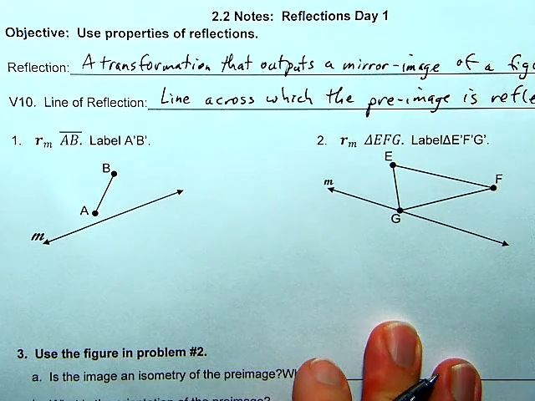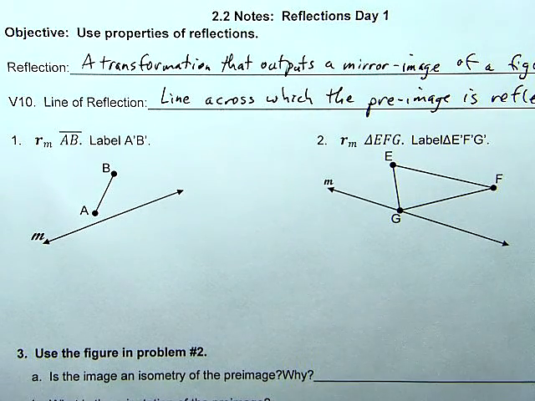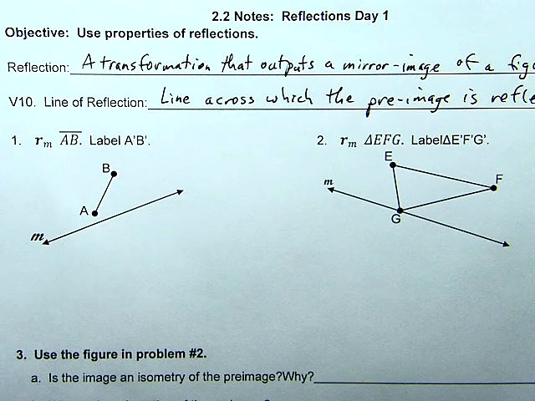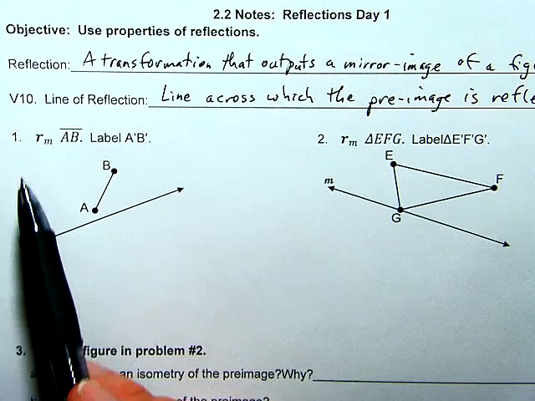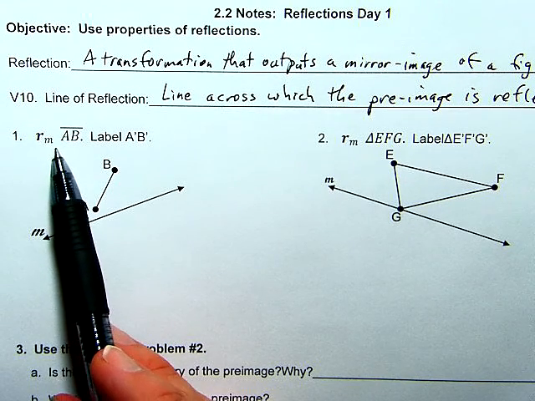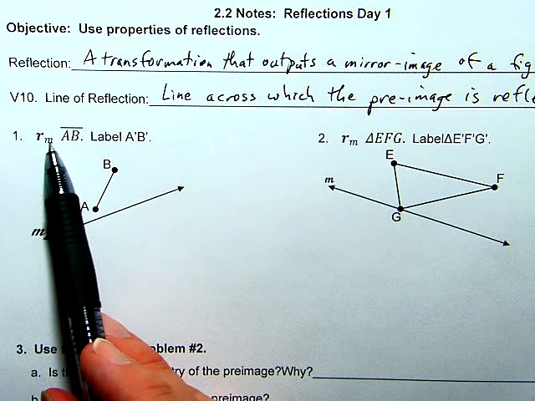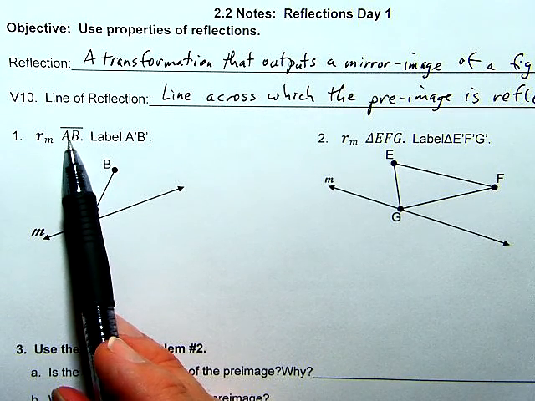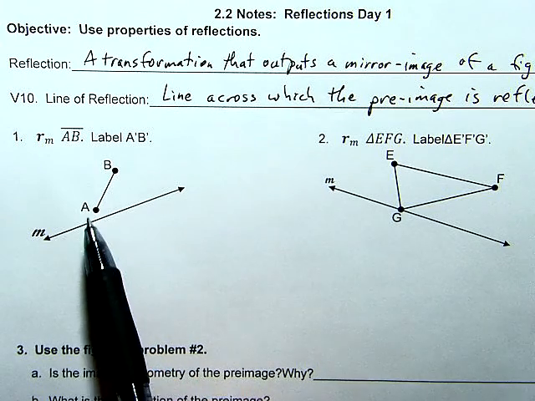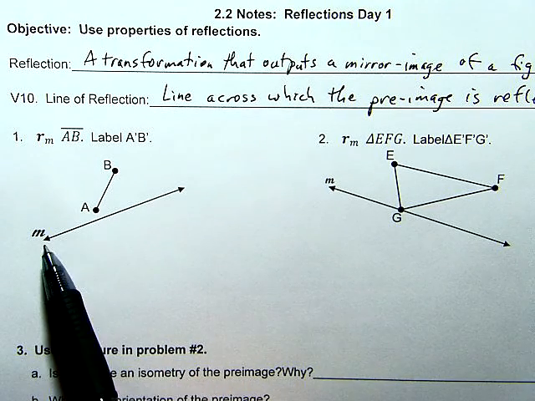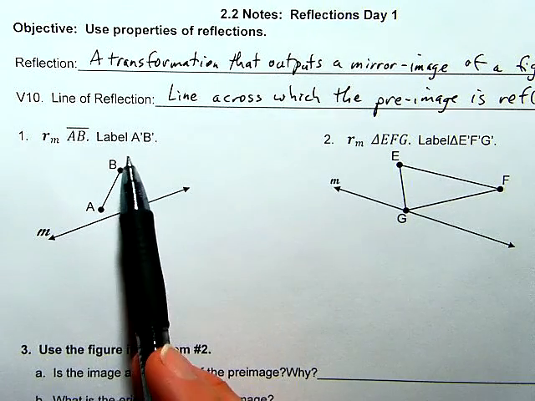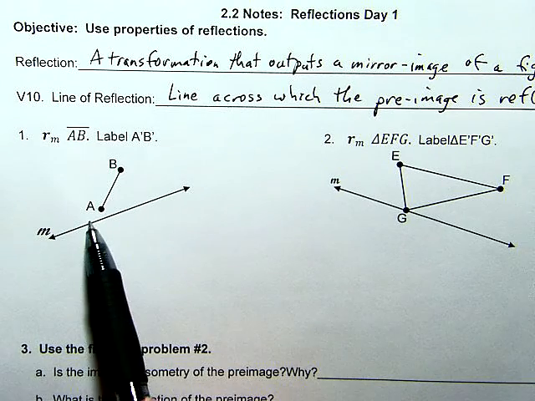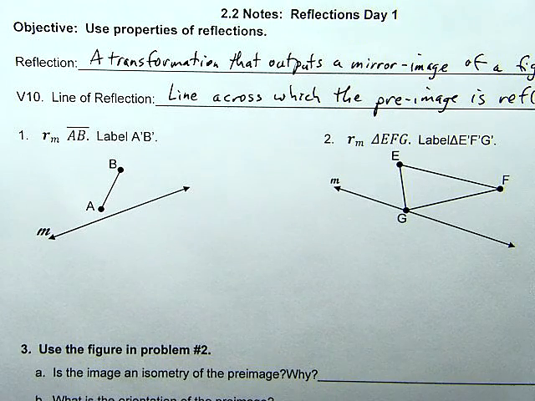Okay, so we're going to do a couple of patty paper exercises that are very similar to the ones we've done in the first lesson. Let's look at our notation. For problem 1, we're being asked to reflect line segment AB across line M. So here we have line segment AB, and here we have line M. And we're supposed to label A prime and B prime. So A will be reflected into A prime, and B will be reflected into B prime.